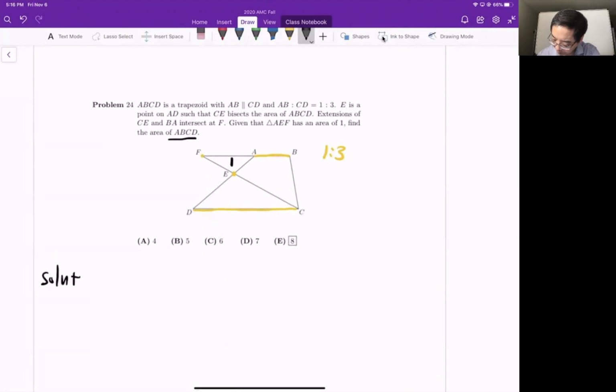Solution. To solve this problem, we need to add a helping line. Let's connect AC.